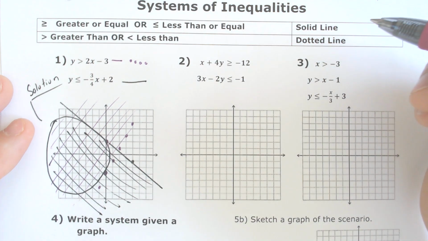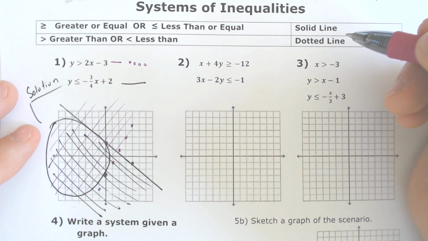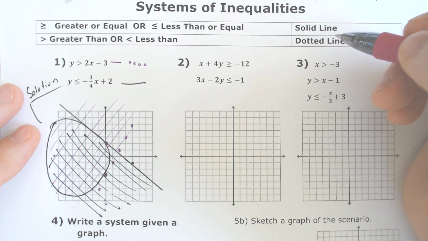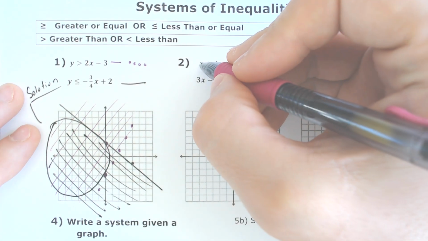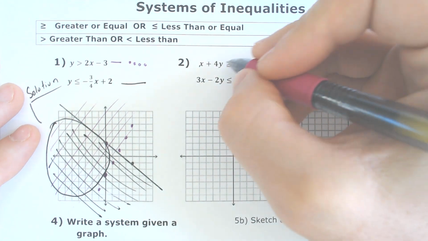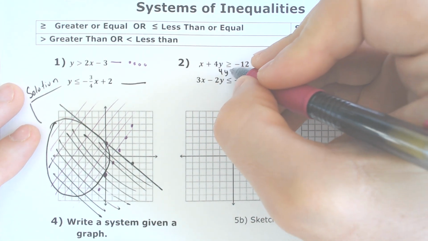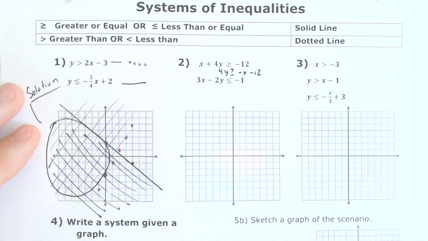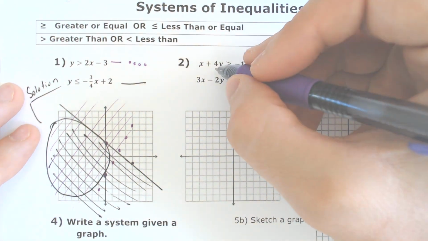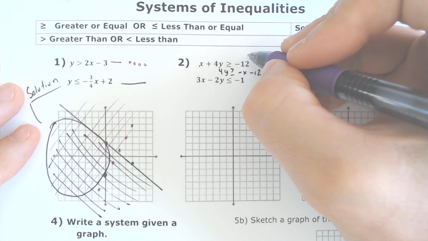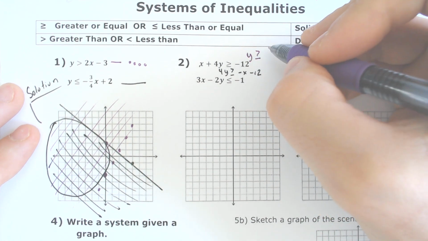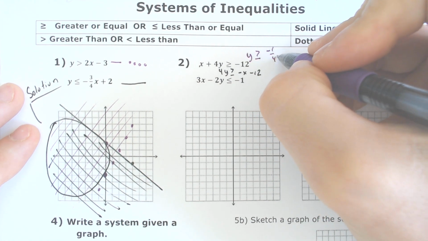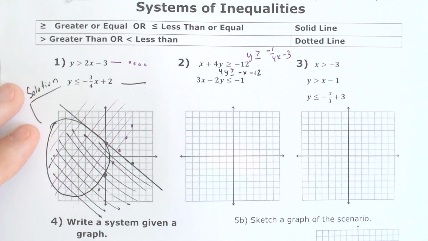You could use the x and y intercepts, but then it makes it more difficult to know which way you're actually shading. So I would recommend solving for y by subtracting x from both sides. You get 4y is greater than or equal to negative x minus 12. And then divide both sides by 4. If we divide everything individually by 4, you get y is greater than or equal to negative 1 over 4x minus 3. So let's graph that.